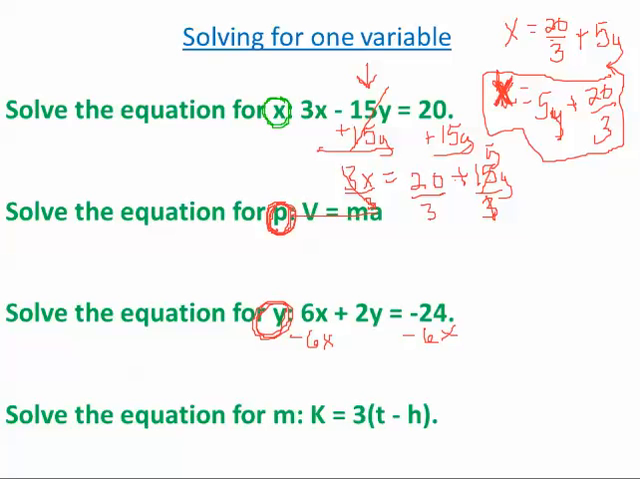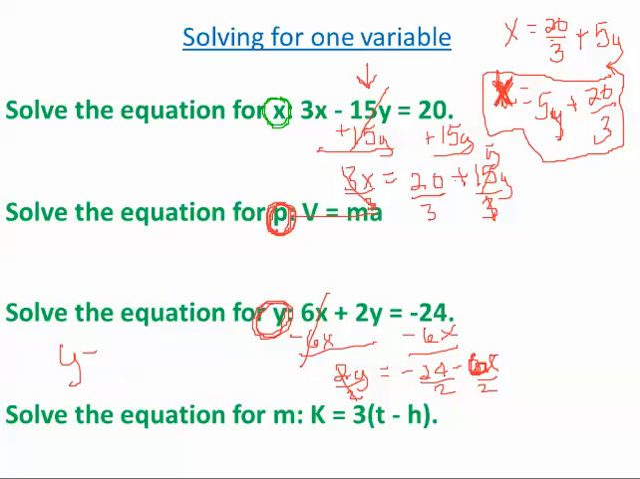So what do I do? I get rid of the 6x in the same way I did in the equation above by subtracting it away. I'm left with 2y equals negative 24 minus 6x. And notice I cannot put those together because they're not like terms. Now I need to divide by 2 to get that y all by itself. Again, divide both pieces by 2.